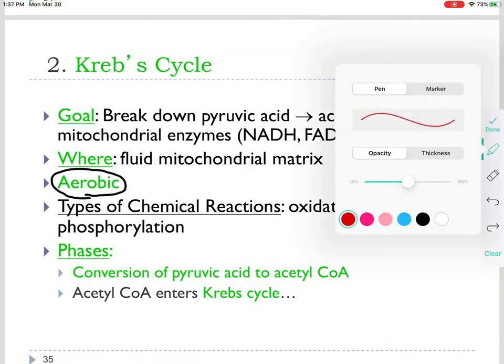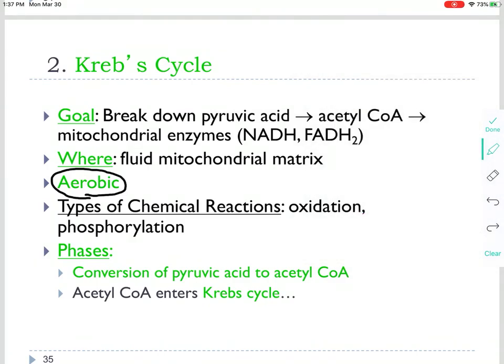All right, so we started by talking about glycolysis. Glycolysis left us with 2 molecules of pyruvic acid. So that pyruvic acid that we formed from glycolysis enters the Krebs cycle. That pyruvic acid will then be converted into acetyl coenzyme A, which then gets converted into the end product of the Krebs cycle, NADH and FADH2.